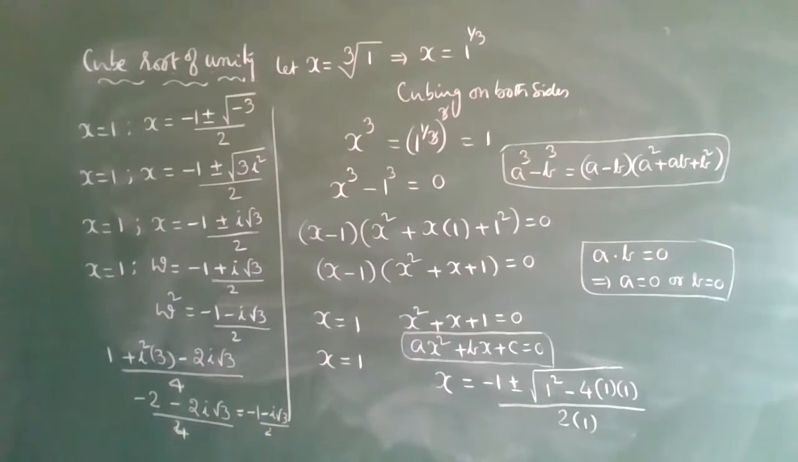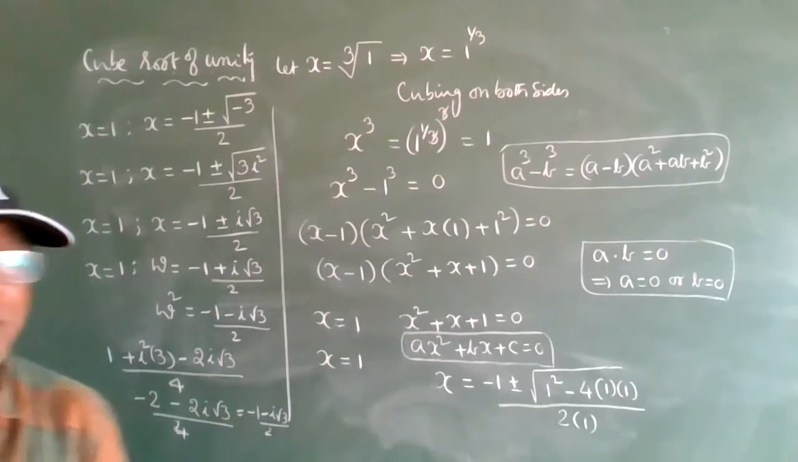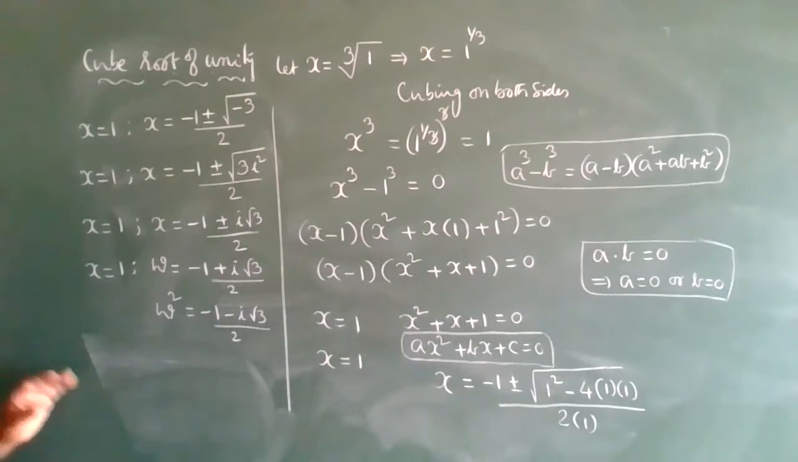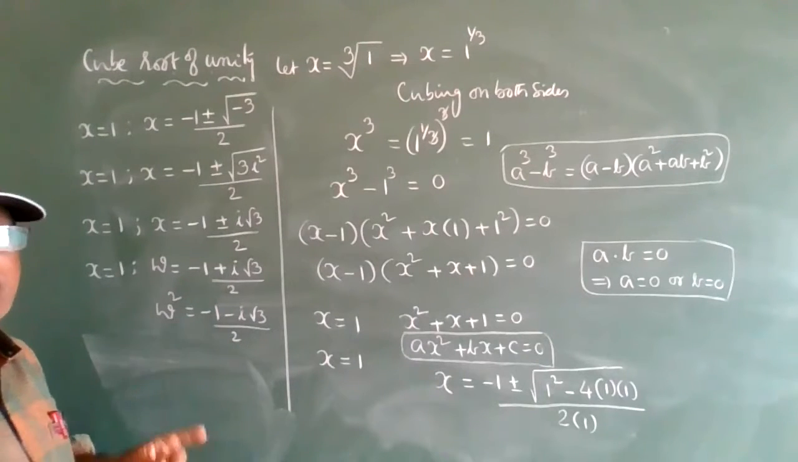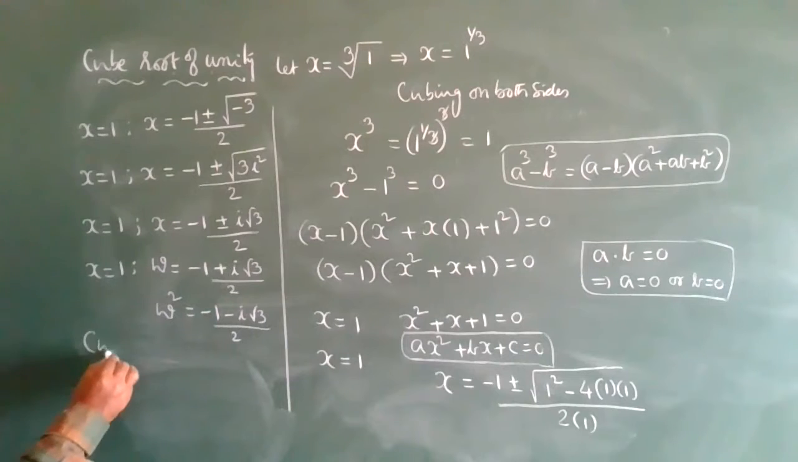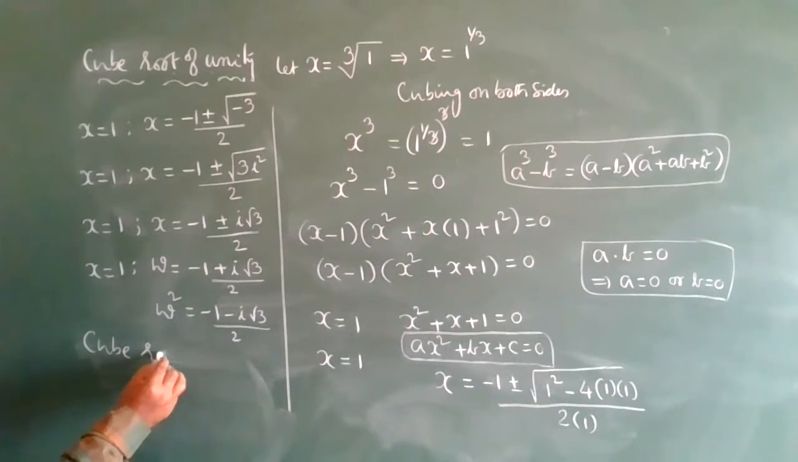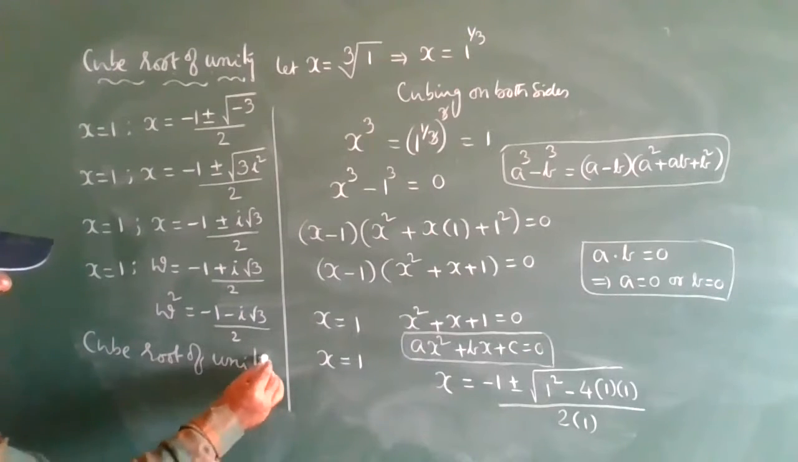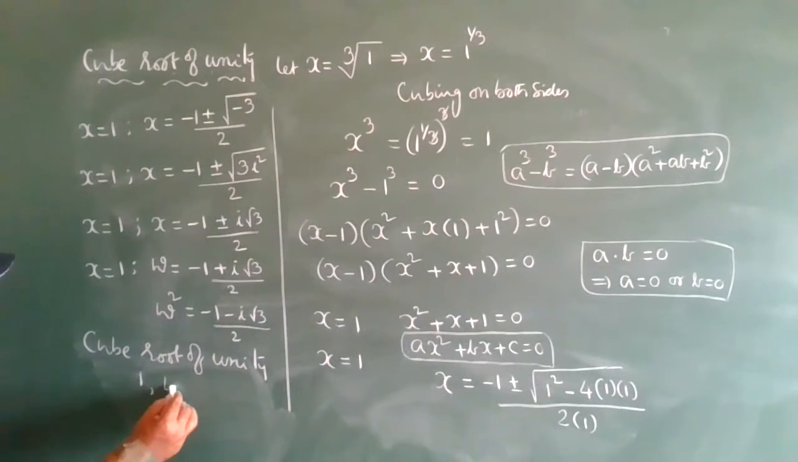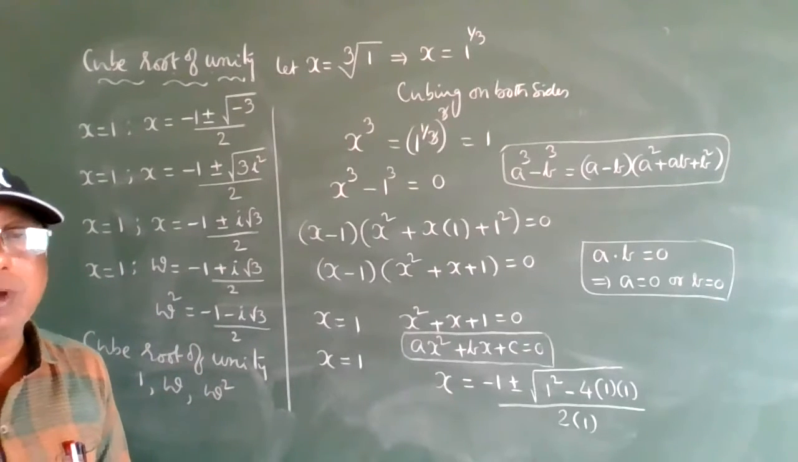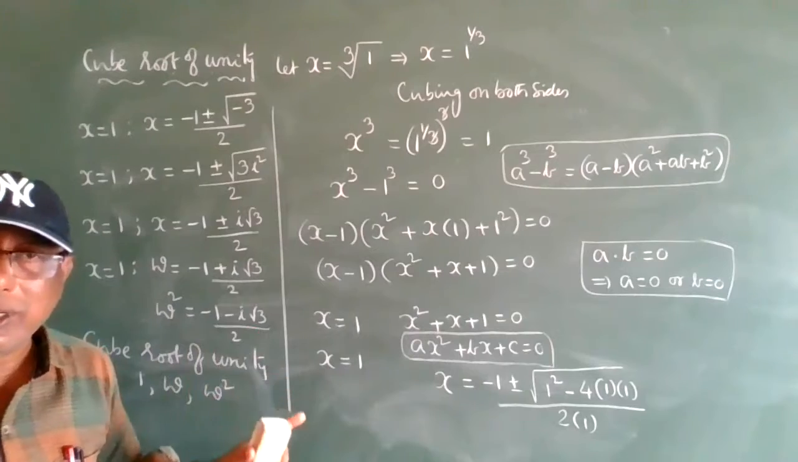Therefore, the first one squared is the second root. One is the omega value, and the other is the omega square value. Therefore, what are the cube root of unity values? One root is 1, another is omega, and its square is the second one. Therefore, 1, omega, omega square are the cube roots of unity.